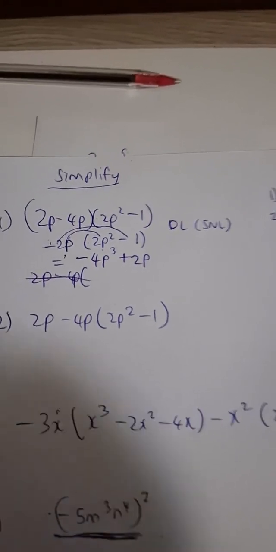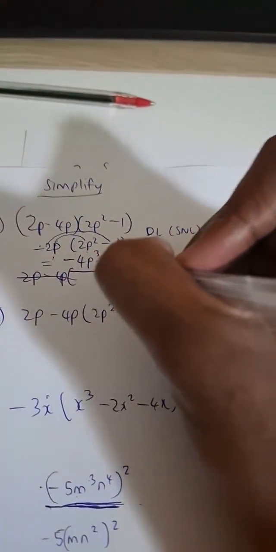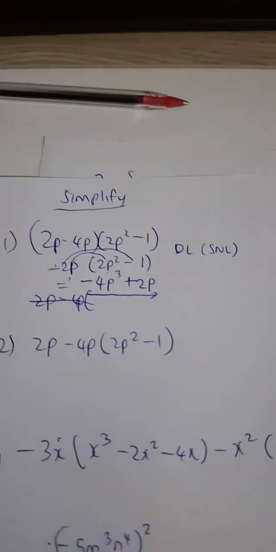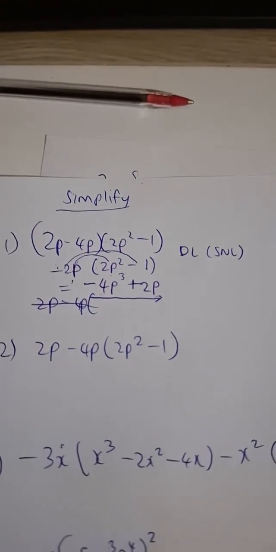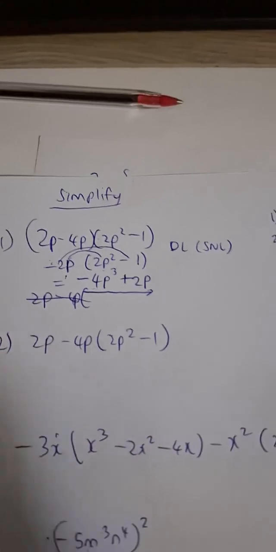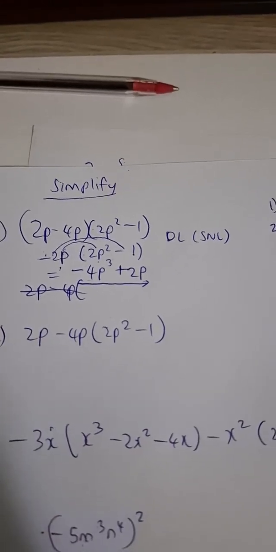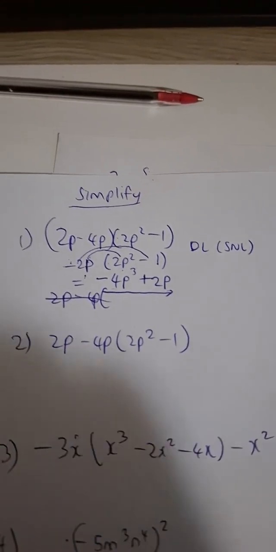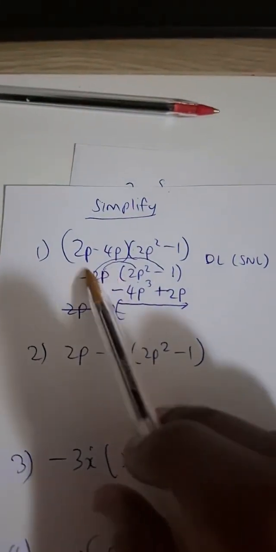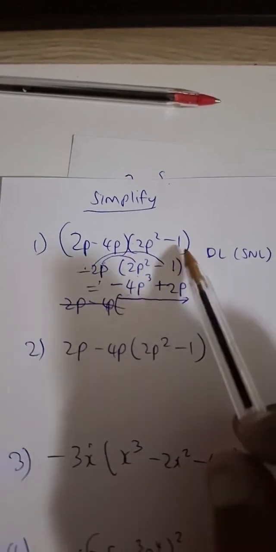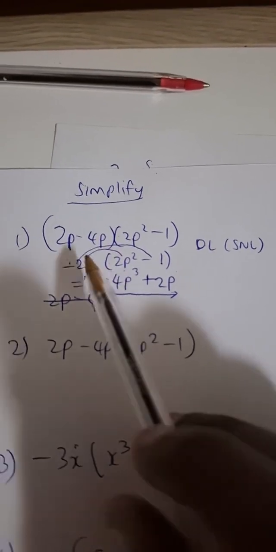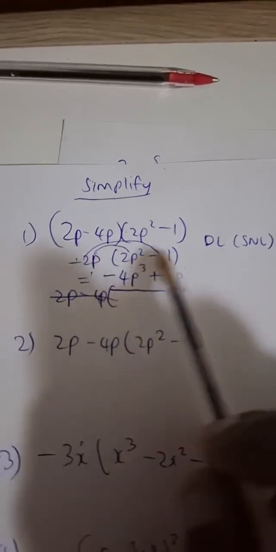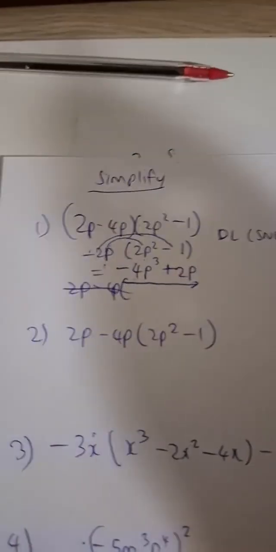Okay, very, very good. So our final answer is negative 4p cubed plus 2p. All right, there's no like terms, so there's no problem there. Remember that this negative 2p is still having what? It's still attached to the bracket. So the relationship between the negative 2p and the bracket is one of multiplication.